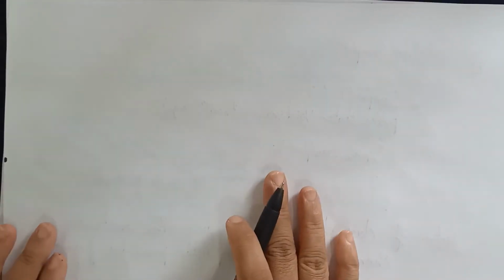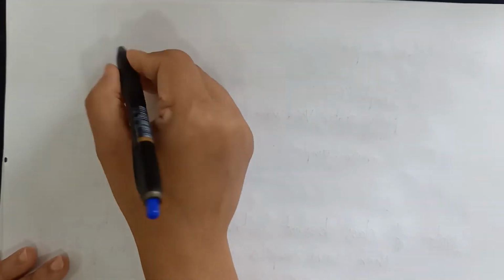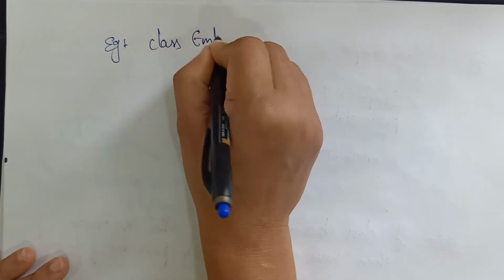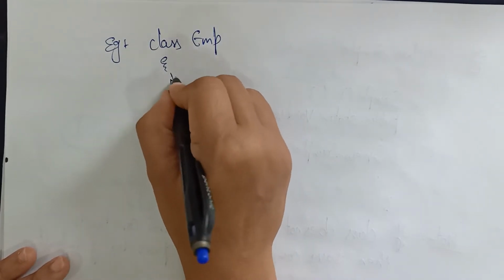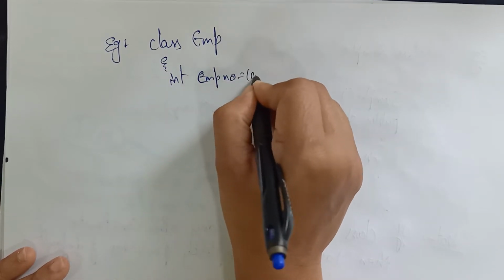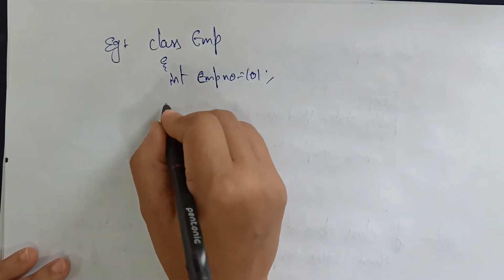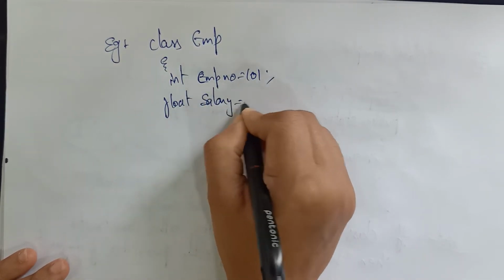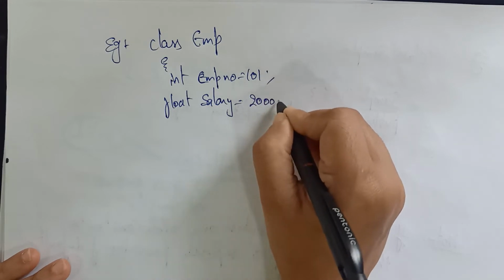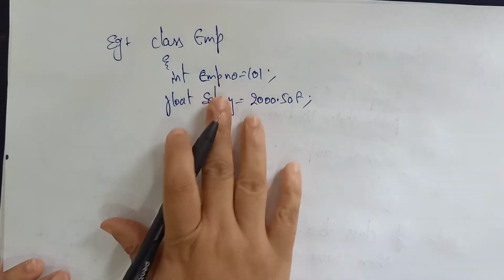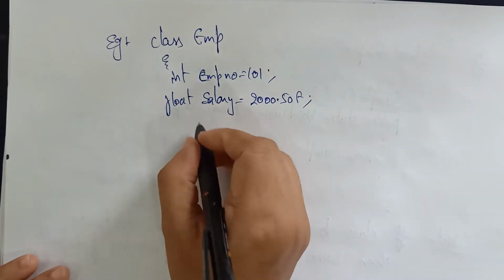So I said that a constructor can be assigned initialization blocks also. Let's see the example. Class Employee. Let me take int employee number as 101, and I'm taking another variable, float salary, equal to 2000 point something, because this is a float value. Okay, so these are the initializations, right?